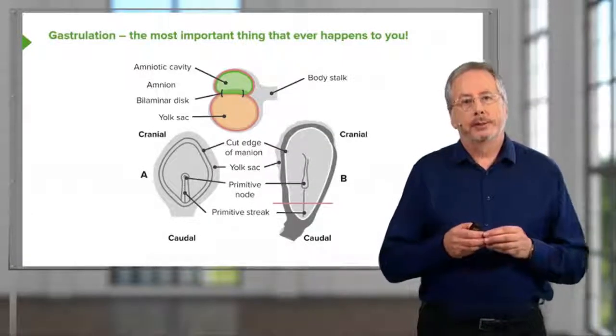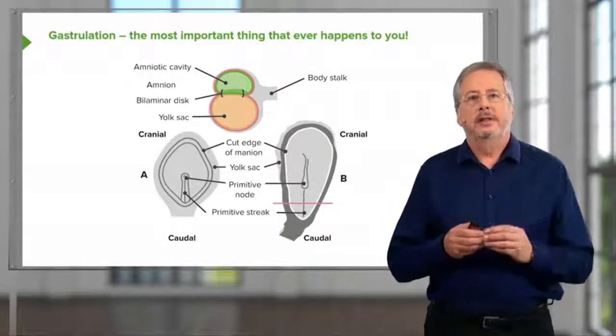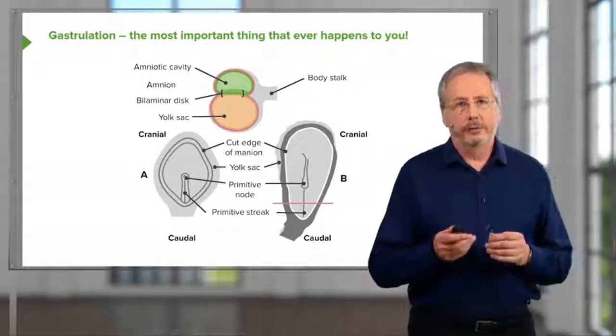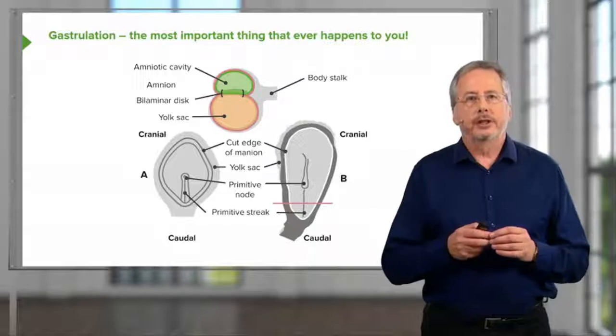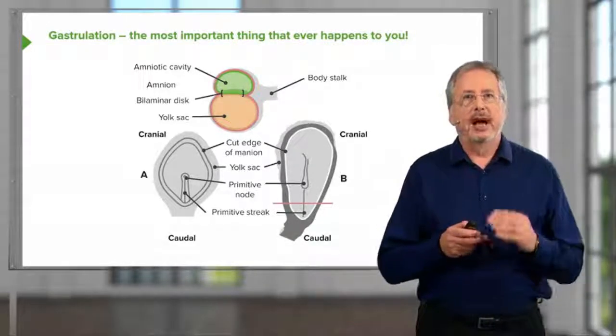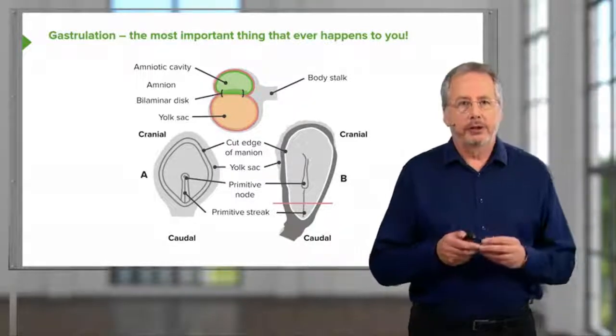Then we can see the primitive streak, and at the very tip of it, a structure called the primitive node. It's just the kind of starting point of the primitive streak. And we've labelled it cranial towards the head and caudal towards the tail. And these are the anatomical terms for those directions in the body.